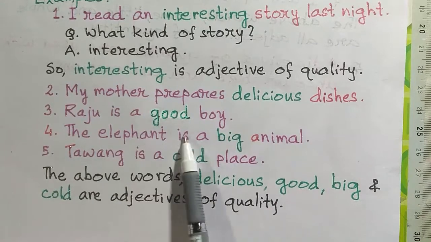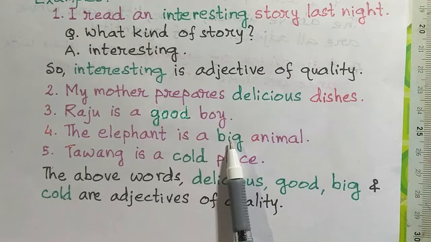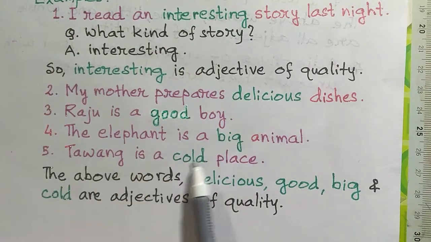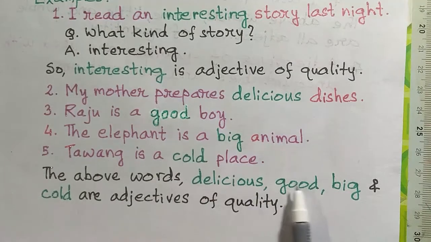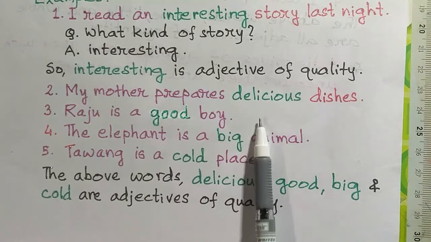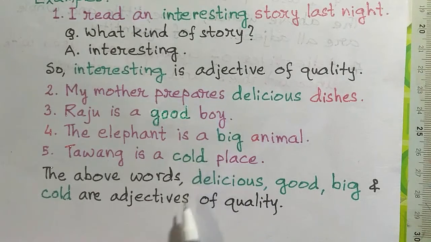Number 4. The elephant is a big animal. So what kind of animal? Big. So big is the adjective here. Tawang is a cold place. What kind of place? Cold. So cold is the adjective here as it describes the place called Tawang. The above words delicious, good, big and cold are adjectives of quality. They are all adjectives because they describe the respective nouns.